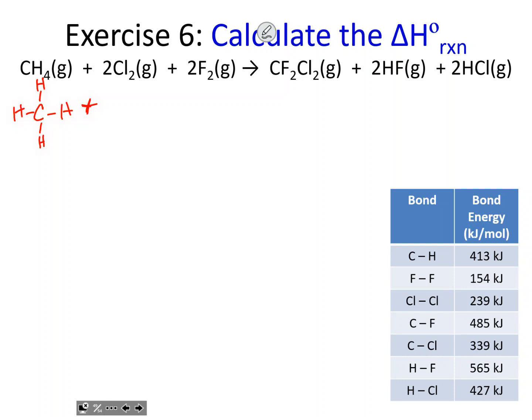So the thing is, though, there's a 2 in front of here. So that means that we have 2 of them reacting. Okay? So you have to multiply it by the mole ratio in front.